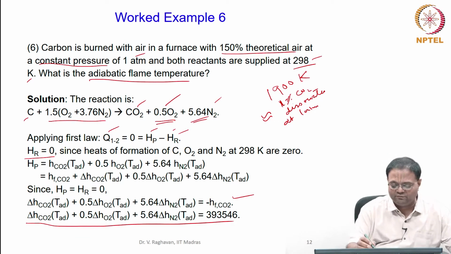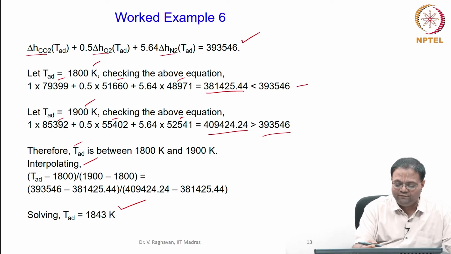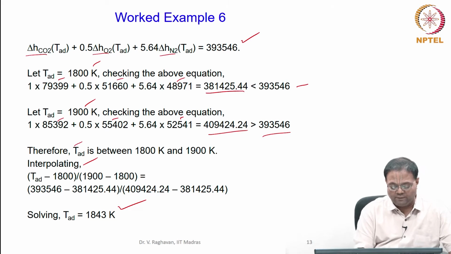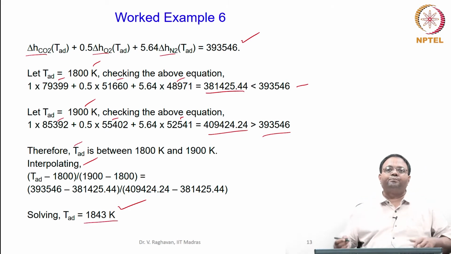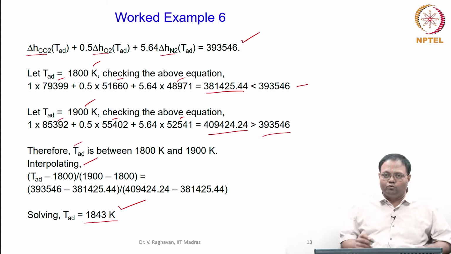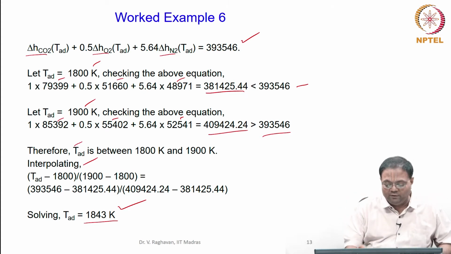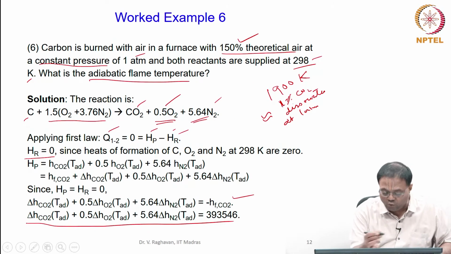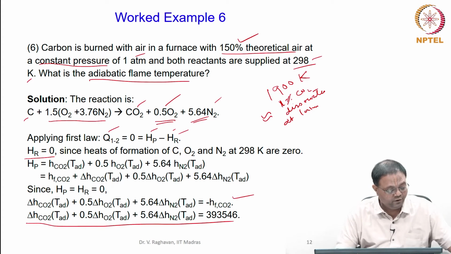So since the theoretical air supply is very high and the temperature we estimate to be less than 1900, it is better we didn't assume any dissociation. If you want to really calculate accurately, you have to assume dissociation of CO2 also. That means you have to write the equation, this equation here, including the dissociation.